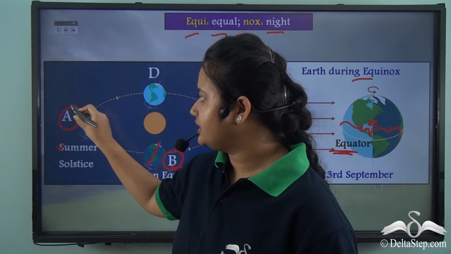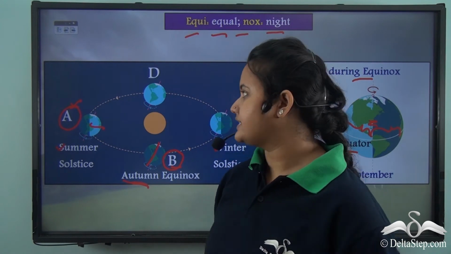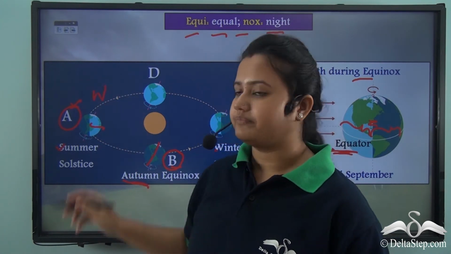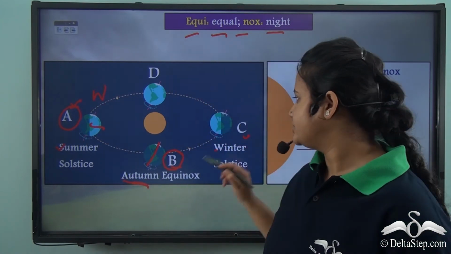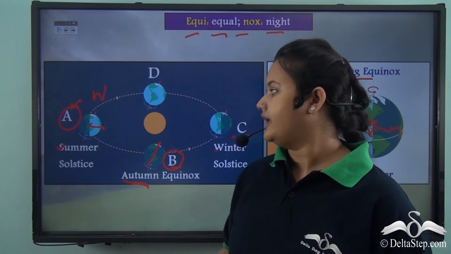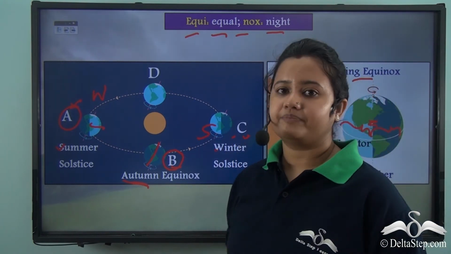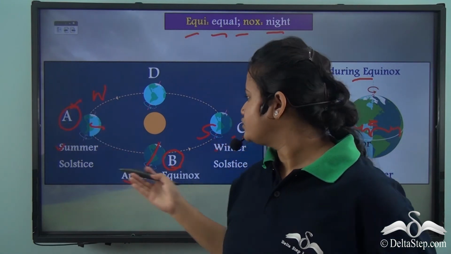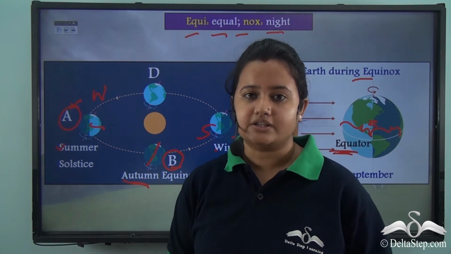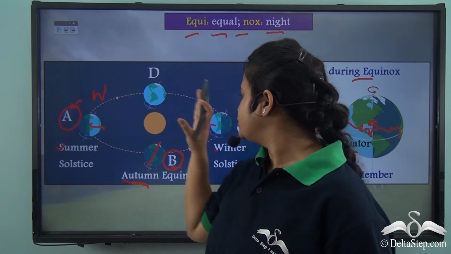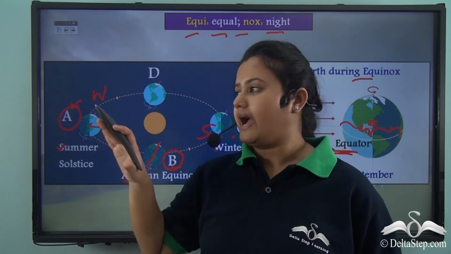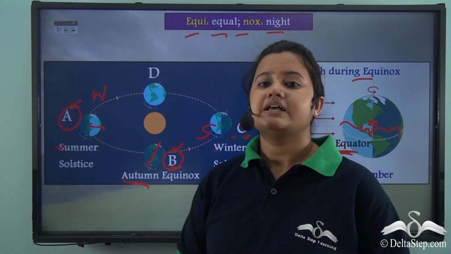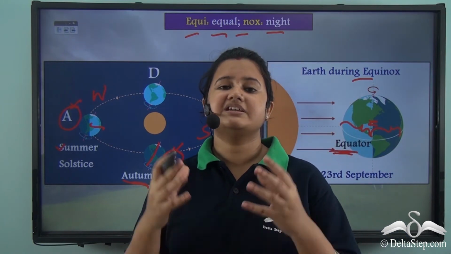At position A, the southern hemisphere experiences winter, whereas at position C, the southern hemisphere experiences summer. So, while the earth moves from position A to position C, there is a transition from winter to summer. So, at position B, the southern hemisphere experiences spring.